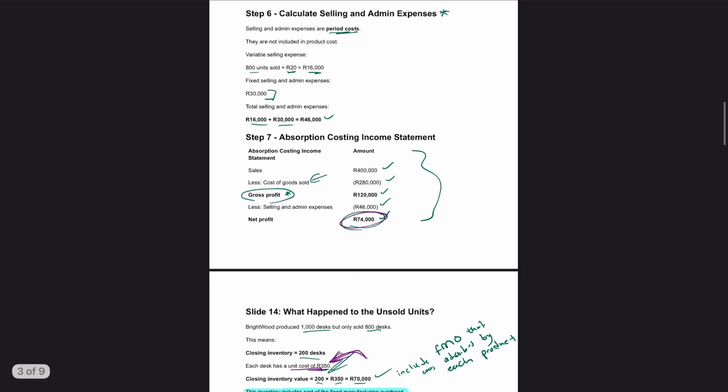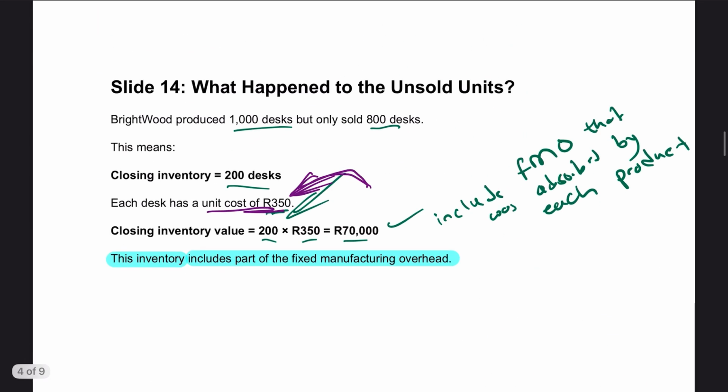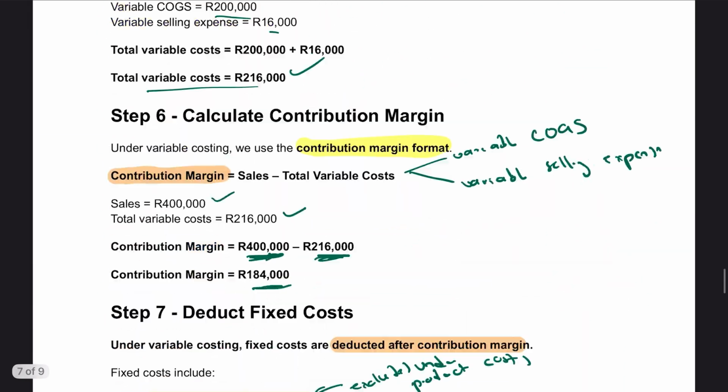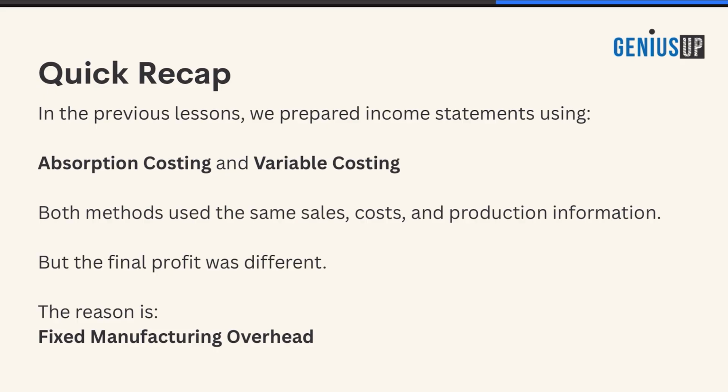If you remember, under absorption costing, we got a profit figure of 74,000. However, under variable costing, we got a profit figure of 54,000. So we're basically going to try to unpack what causes the difference between the two. And we've already emphasized this over and over again, that the main reason for this profit difference is how we treated fixed manufacturing overheads in each of the costing systems.